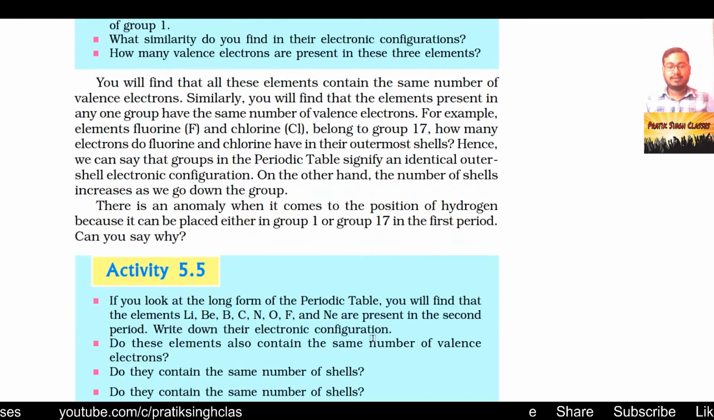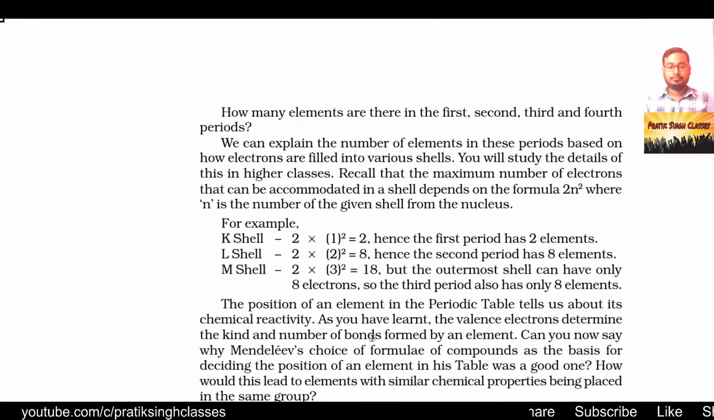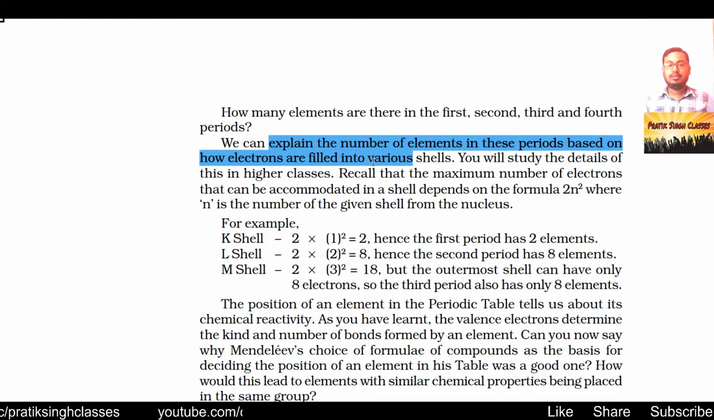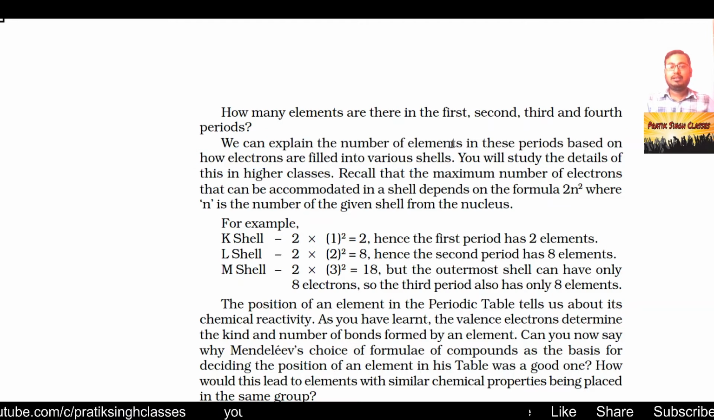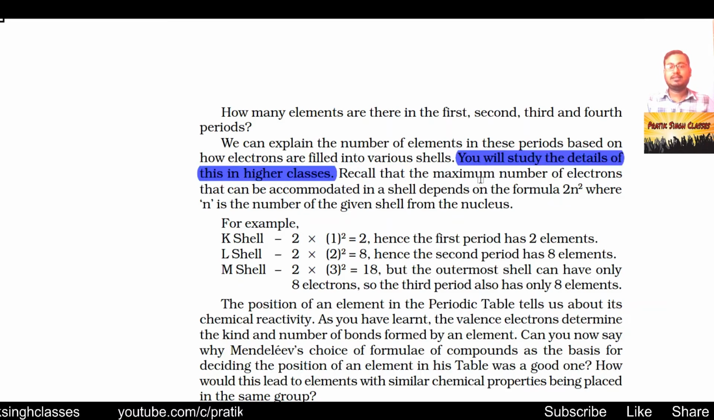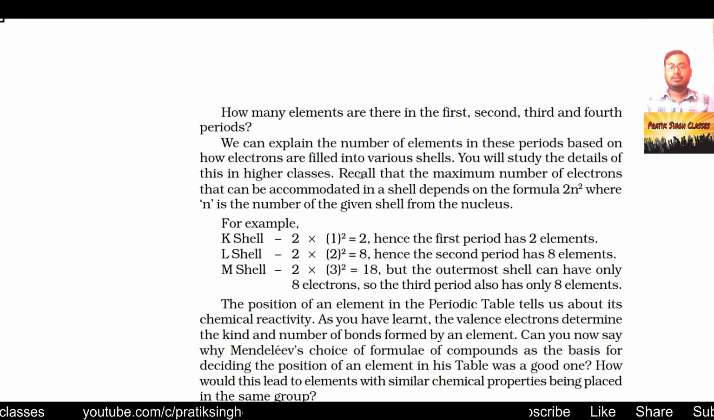Let us see what is given in the book here. We can explain the number of elements in these periods based on how electrons are filled into various cells. So if you have to find out why different periods have different numbers of elements, the reason is based on how electrons are filled in the various cells. You will study the details of this in higher classes. When you go to class 11th, you will come across a lot of things in inorganic chemistry.